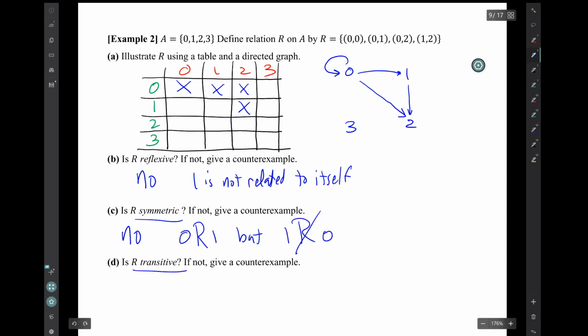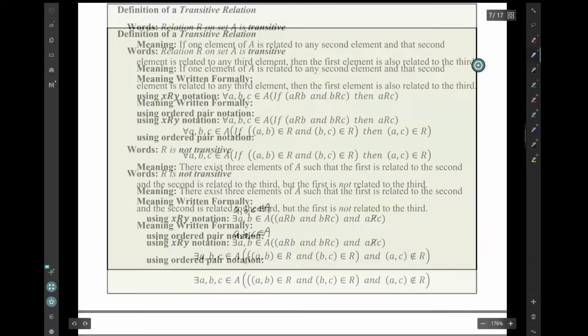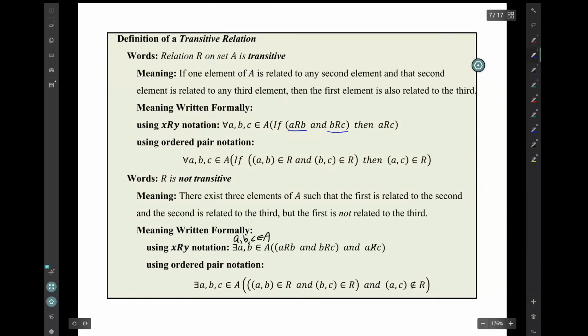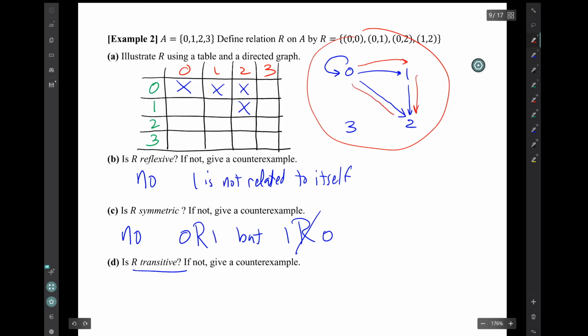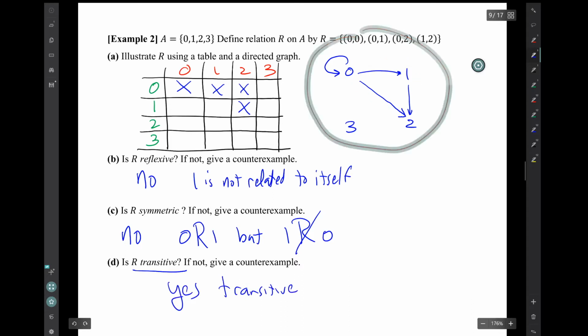What about transitivity? Remember what that means. If A is related to B and B is related to C, then A is related to C. Well, remember what I talked about before in terms of airline flights. Look at this map of flights that are available. For every segmented flight, is there a non-stop option? Yeah, the only segmented flight we have is this one, from 0 to 1 and then 1 to 2, and there is a non-stop flight available. So yes, transitive.